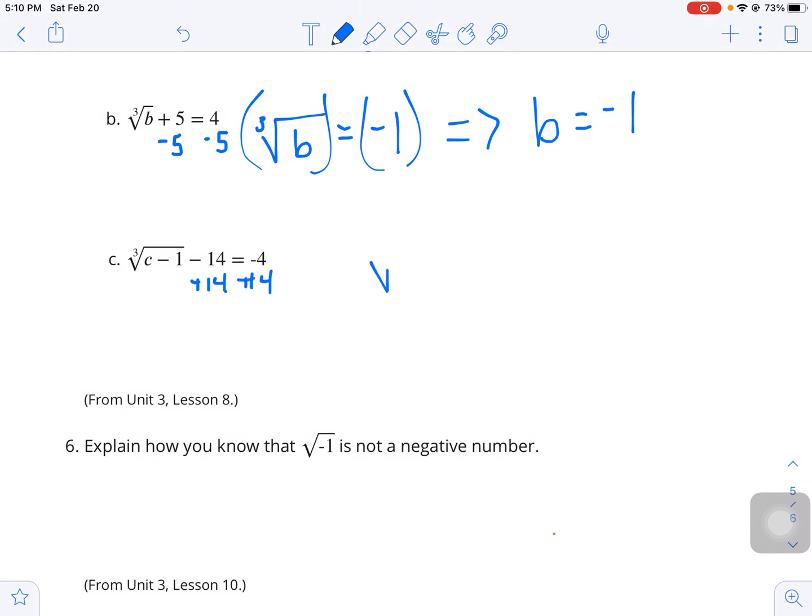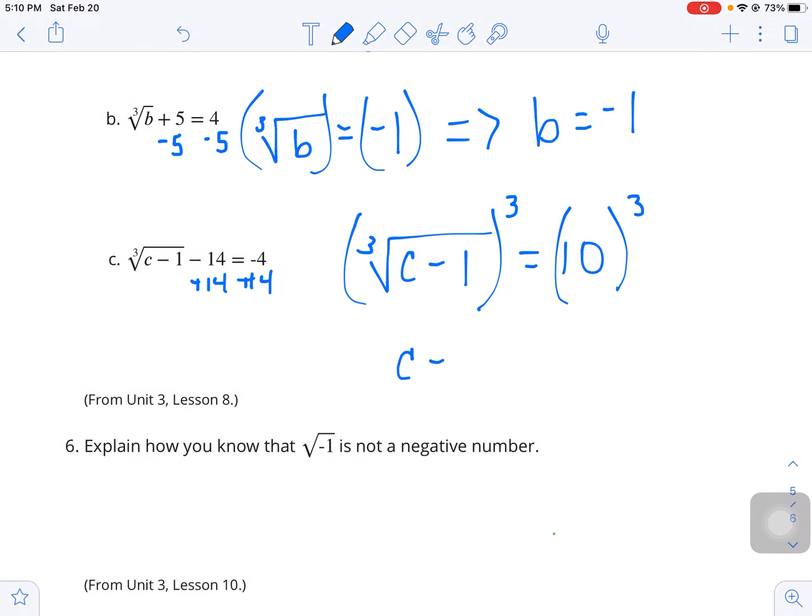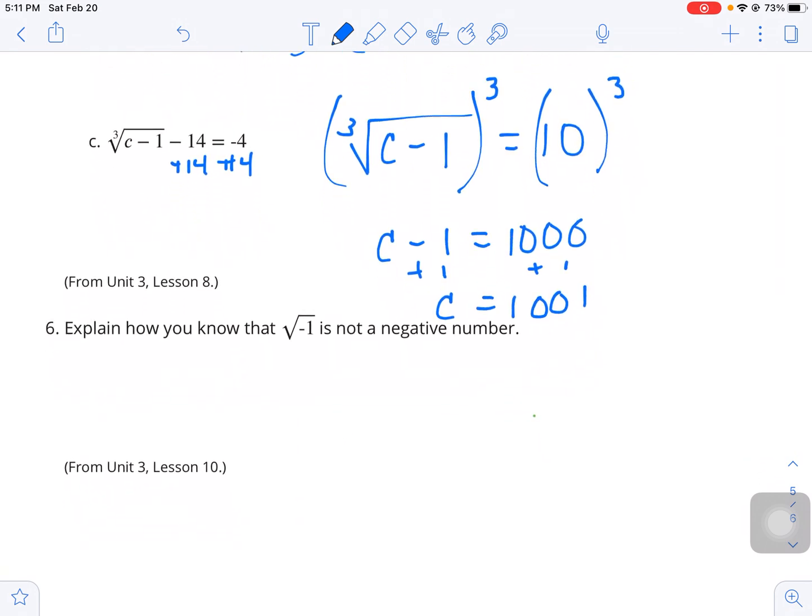And then letter C, I'm going to add 14 to both sides before I do my cubing. And so I end up with the cube root of c minus 1 is equal to 10. And now I'm going to cube both sides to get rid of my radicals. So I have c minus 1 is equal to 1,000. And then I'm going to add 1 to both sides. So I get c is equal to 1001 for letter C.